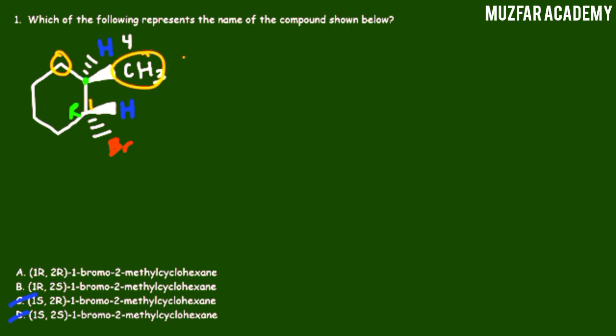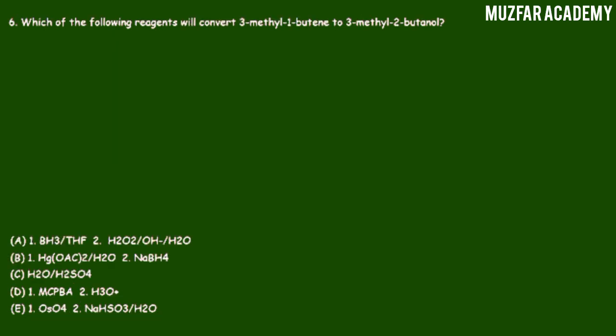Comparing these two, we have a primary carbon versus a secondary carbon. The secondary carbon is going to have a higher priority. So this will be group number 2, and this is number 3. So going from 1 to 2 to 3, notice that we're going in the clockwise direction, so we get the R configuration. And H is in the back, which means we don't need to reverse it. So we're going to keep it the way it is. So for carbon number 2, the second chiral center, we have the R configuration. So the correct answer is going to be answer choice A, 1R, 2R, 1-bromo, 2-methyl cyclohexane.